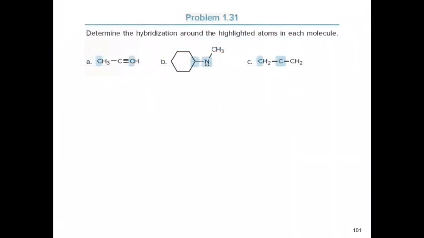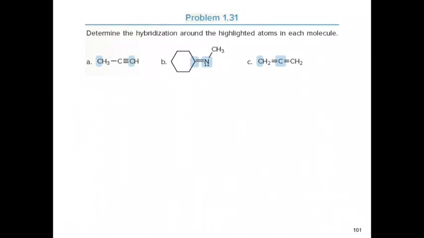Determine the hybridization around the highlighted atoms in each molecule. So let's take a look at this first one here. Again, whenever you're determining the hybridization, the very first step is to determine the number of electron groups for that specific atom. So for this carbon right here, it has 3 hydrogens bonded to it and a carbon atom. So that makes this carbon sp3 hybridized.